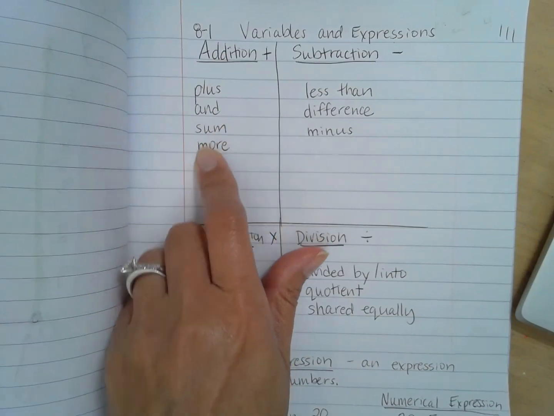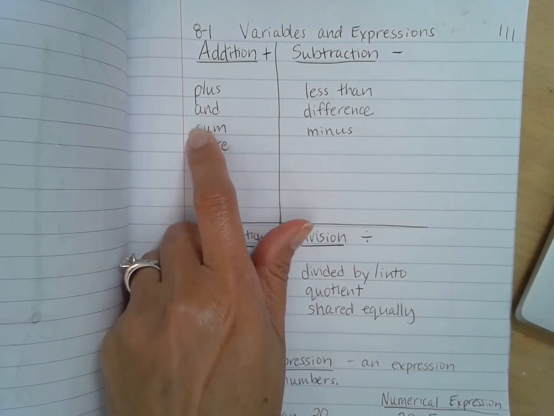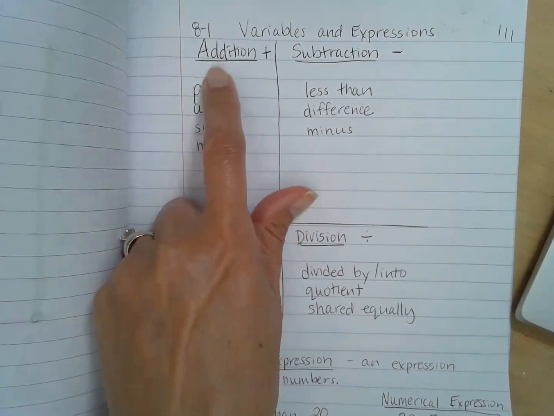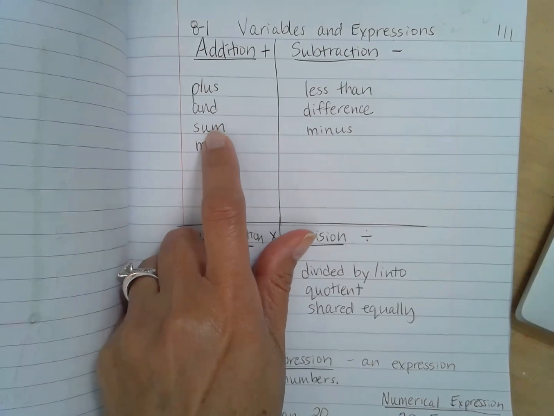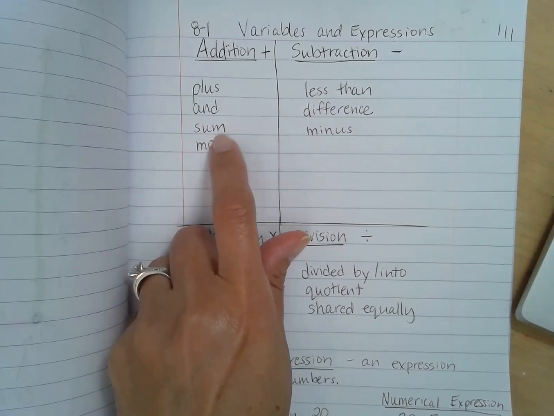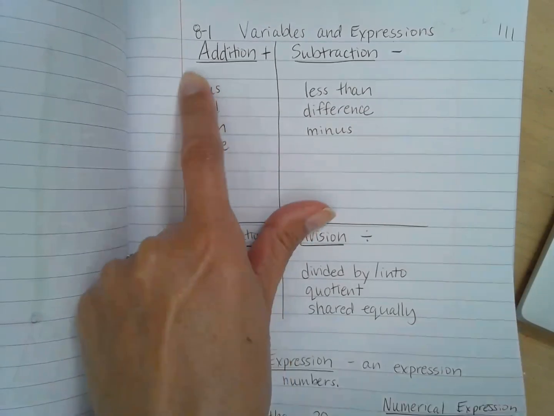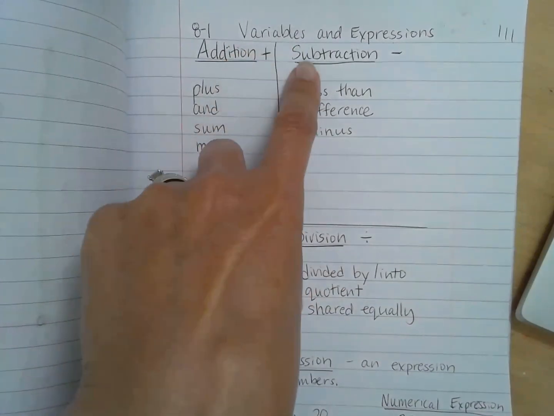So, for example, if I said the sum of 7 and 3, right, you should know that sum means the answer to an addition problem. So, if I said the sum of 7 and 3, I would know that 7 and 3 I would add together, right? So the sum would be 10. Okay, so if we're familiar with this language, we could attach it to this operation.